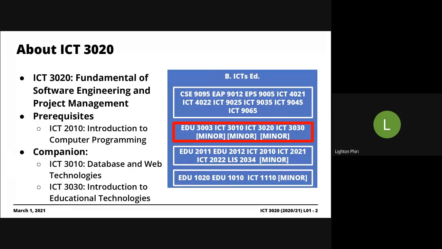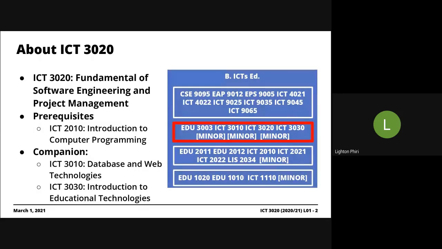Something else to note here is that there are two companion courses associated with 3020. Most important one being 3010, which is database and web technologies. This is important because some of the things that we cover are ideally supposed to be performed in conjunction with the things that are going to be introduced to you in 3010. The reason why 3030 is cited as a companion course is because ideally it's supposed to, in part, introduce you to software used in a specific type of domain, and that's the education sector, right?